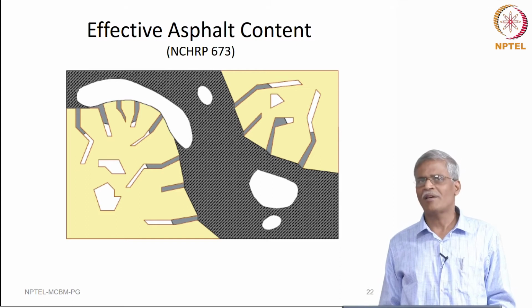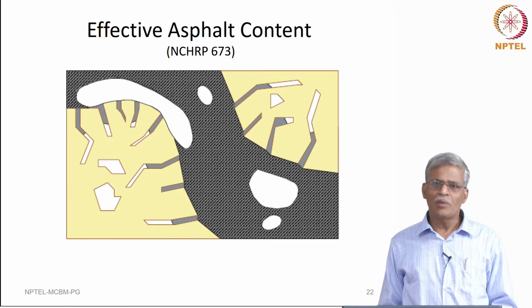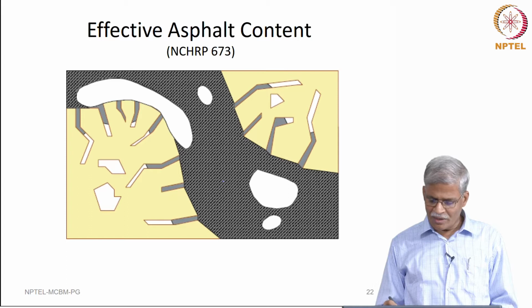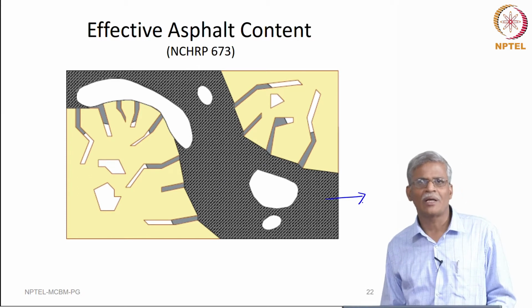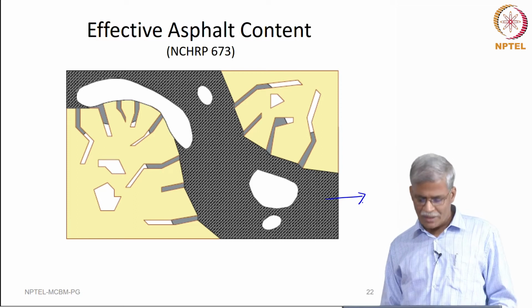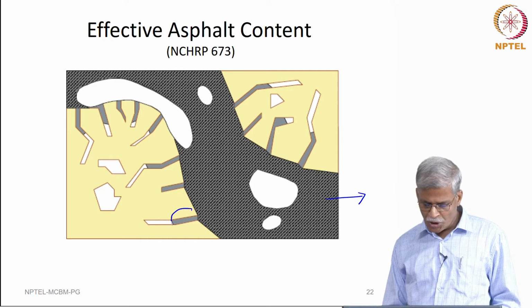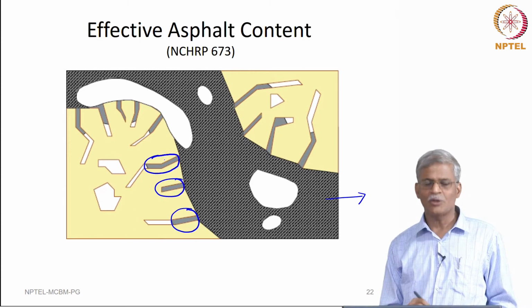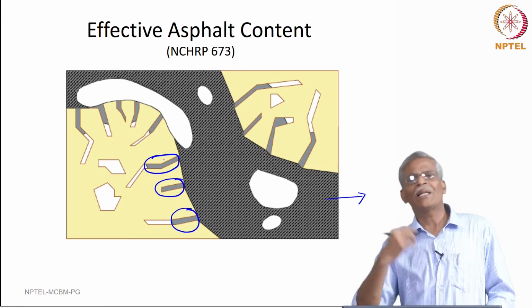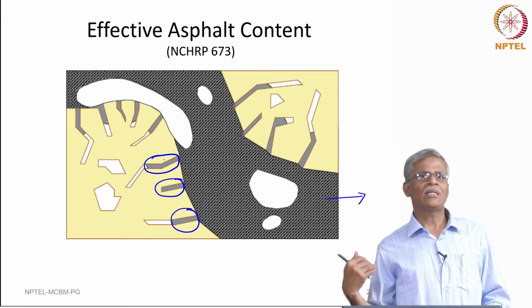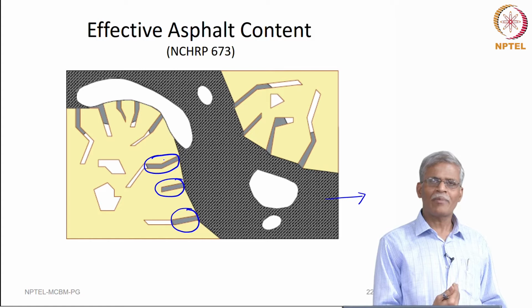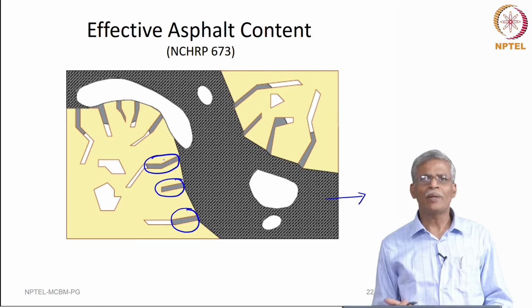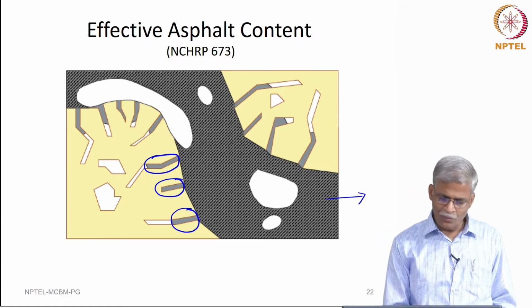One is, what is the effective asphalt content. What I mean by effective asphalt content is this hashed portion, the dark hashed portion. This portion of the binder that is absorbed by the aggregate particles is really not effective as far as the role of binder in the mix is concerned, because it has been absorbed by the aggregate particle and does not really play a key role here, right.